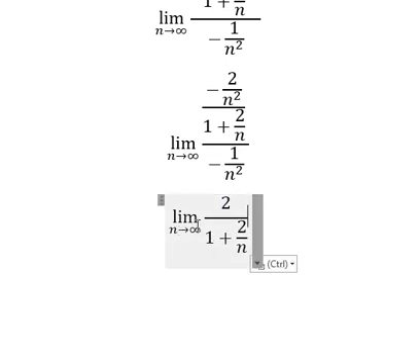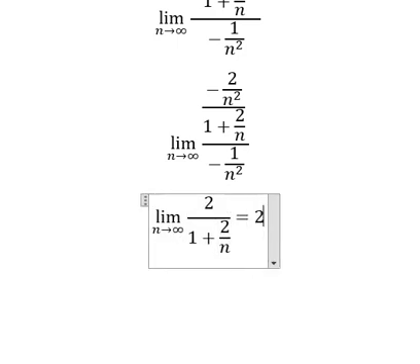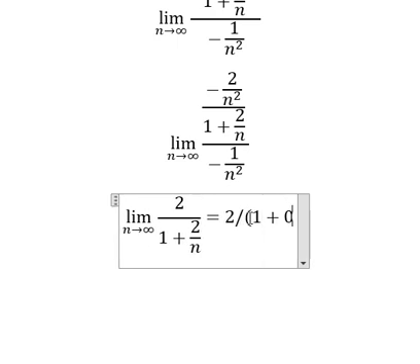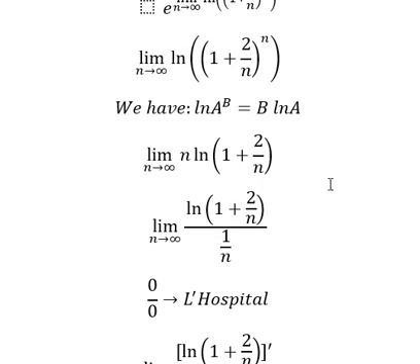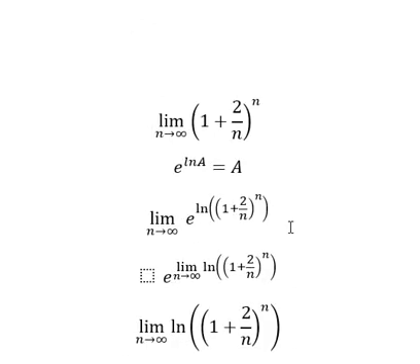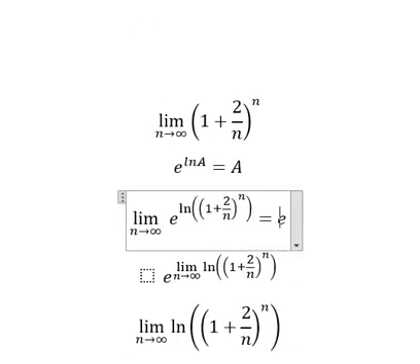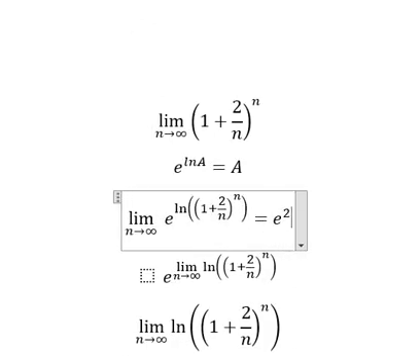When n approaches to positive infinity, this one you got number 0. And we have number 2. So we need to put number 2 go back in here. And this is the final answer.